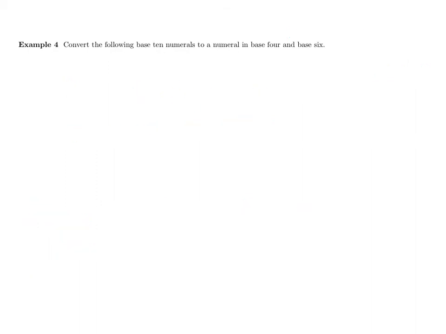Okay, so in example 4, let's convert a few base 10 numerals into something that's in base 4 and then also in base 6 just for some extra practice. And since we're using a different base, let's use the same base 10 numeral as in the last example, which is 9. I want to convert, to start with, 9, which is in base 10, into something that is in base 6. How would we do this?